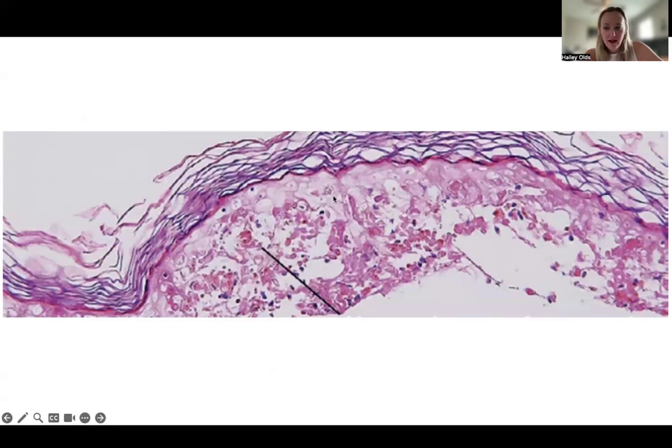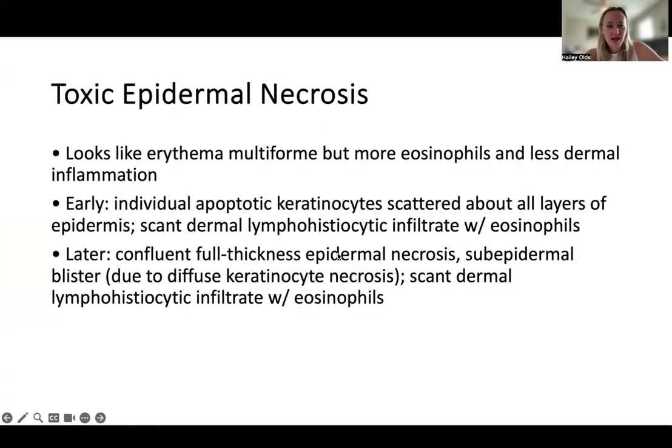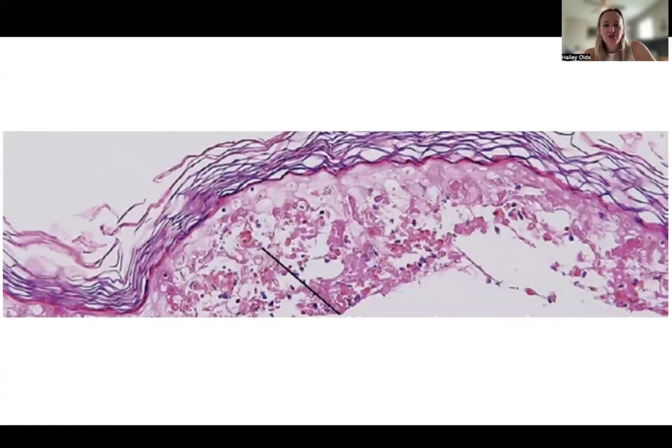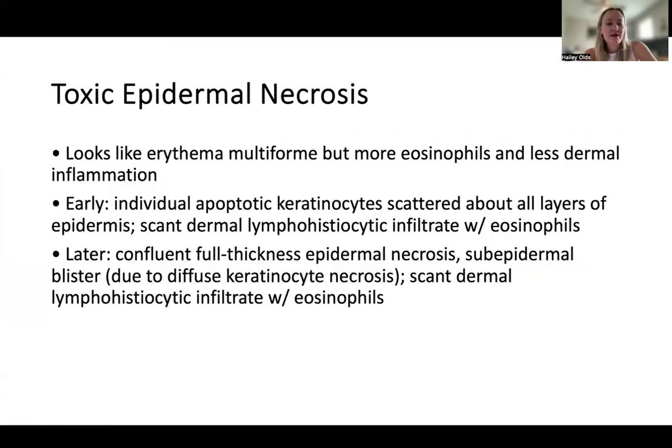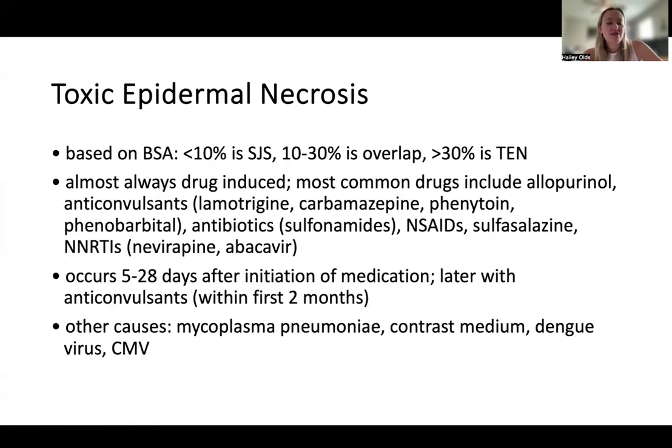Okay, this one, however, has full thickness epidermal necrosis and a normal stratum corneum. So this one would be your SJS-TEN. So it looks like EM, but more eosinophils and less dermal inflammation, which is hard to tell here because you don't see the dermis. And so remember that less than 10% body surface area is SJS, greater than 30% body surface area is TEN, and 10 to 30% is that overlap syndrome.